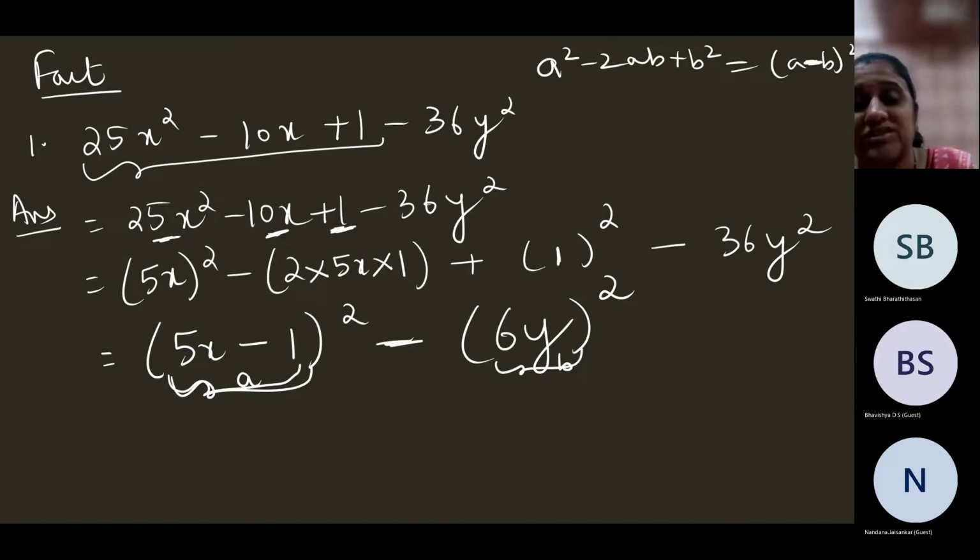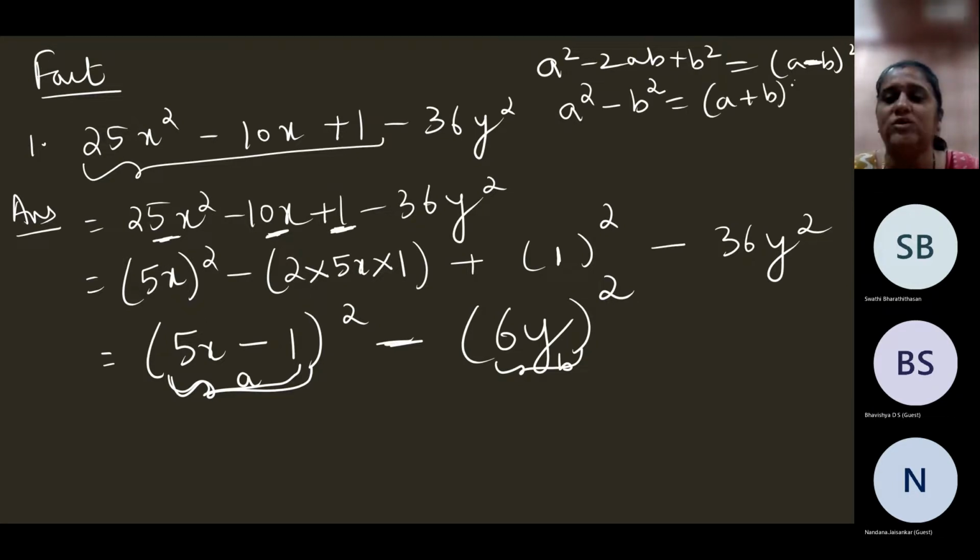A square, you can see the square outside, so don't see the square. The remaining is a, 5x minus 1. And b square, 6y is b. Now it looks like a square minus b square. What you have is of the form a square minus b square. So the answer will be a plus b into a minus b.